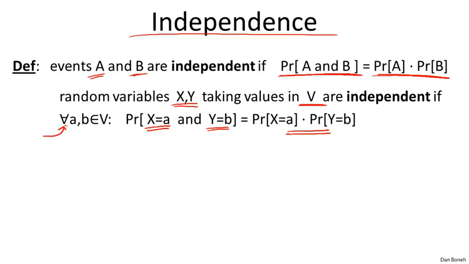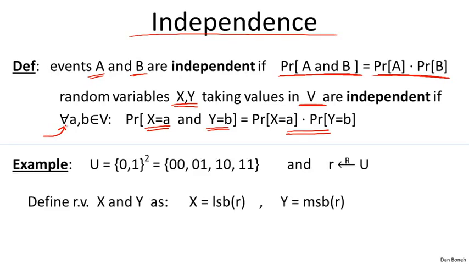So just again, to jog your memory, if you've seen this before, a very quick example. Suppose we look at the set of 2-bit strings, so 00, 01, 10, and 11. And suppose we choose a random element r from this set. Okay, so we randomly choose one of these 4 elements with equal probability. Now let's define two random variables. X is going to be the least significant bit that was generated, and Y is going to be the most significant bit that's generated. So I claim that these random variables, X and Y, are independent of one another.